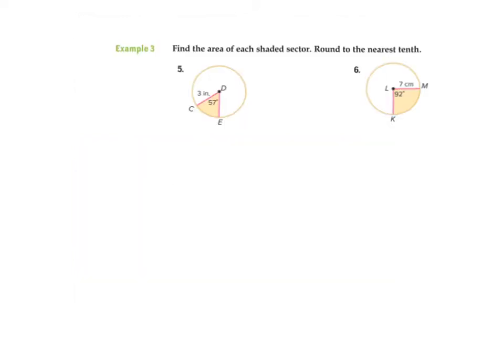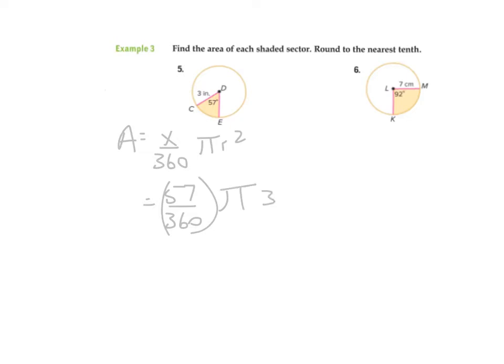So let's have a look at number 5. Okay, so don't forget A is equal to x over 360, where x is your angle, times pi r squared. Well, in this case we know that x is 57 over 360, and we're going to keep that in parentheses, and pi, and the radius is 3, so that's going to give you 3 squared. Put that in parentheses. And again, if you put all that into your calculator, you will get that the area of just that segment is 4.5, and that is inches squared.